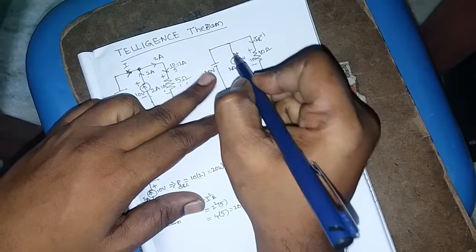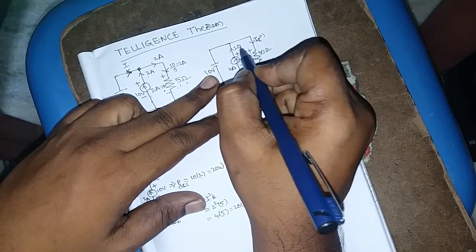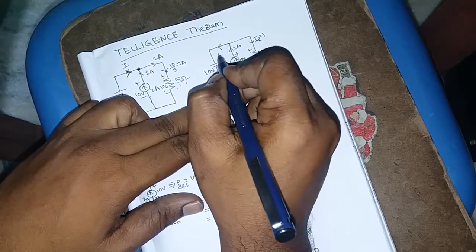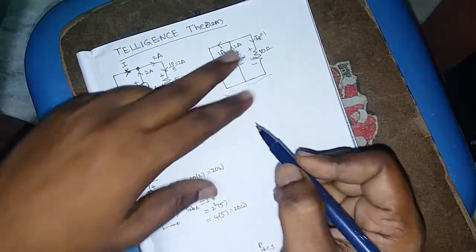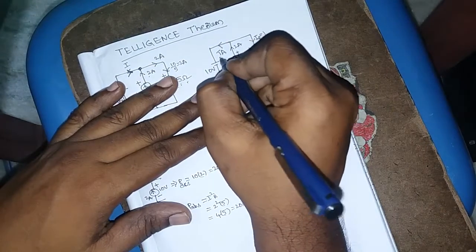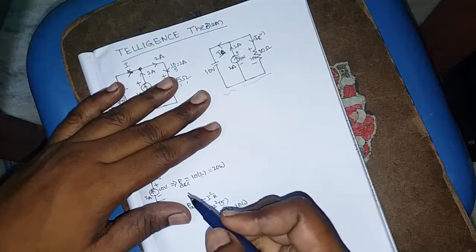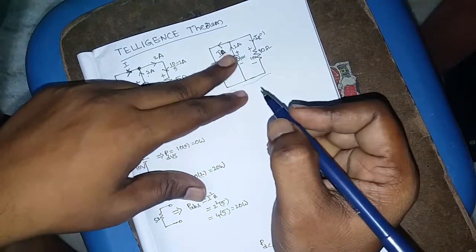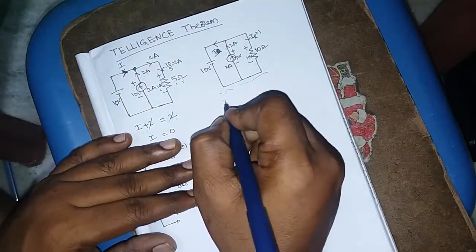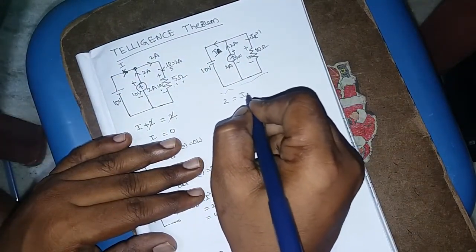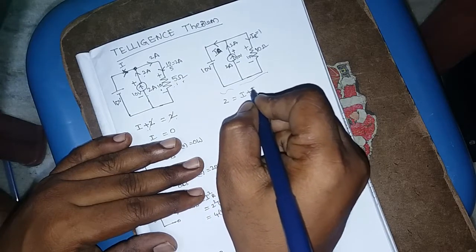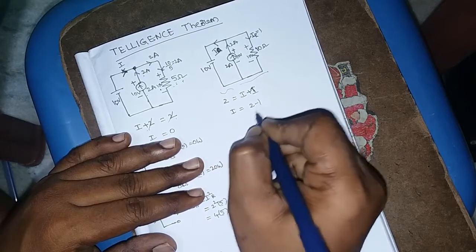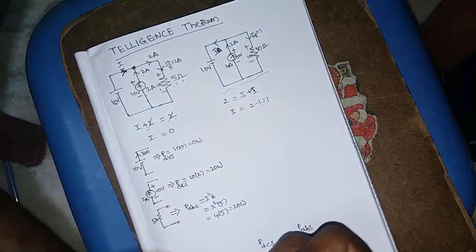Here it is 2 amps. If it is 1 ampere through the resistor, then this must be another 1 ampere, only then it will be satisfied. Now let me find this value I. If you apply KCL at this node, incoming currents is equal to outgoing currents: 2 is equal to I plus 1. Therefore I is equal to 2 minus 1, which is 1 amp.